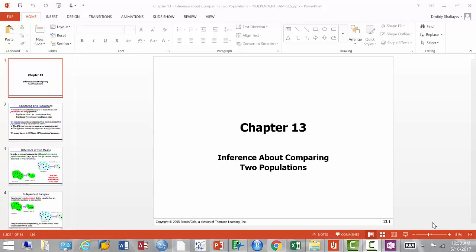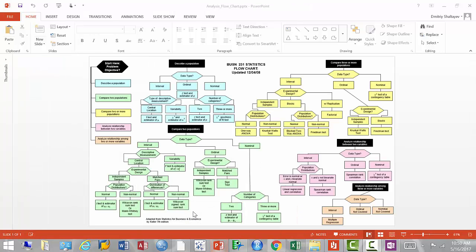Okay, now let's switch gears a little bit. Again, this is material that you probably didn't cover in Math 125, so this is new for you, I suspect. And let's actually start using our analysis flowchart. This flowchart you can download from the Scholar website.